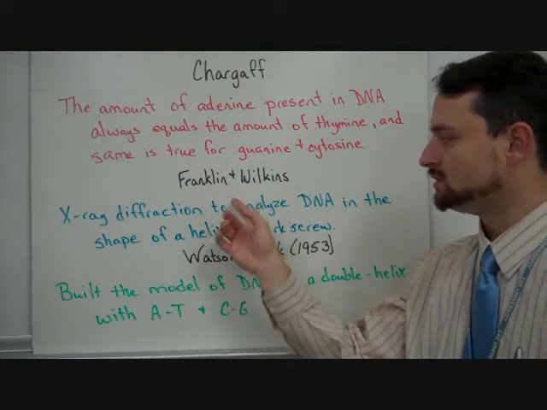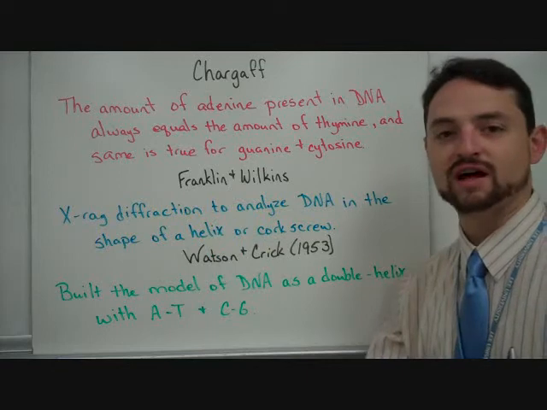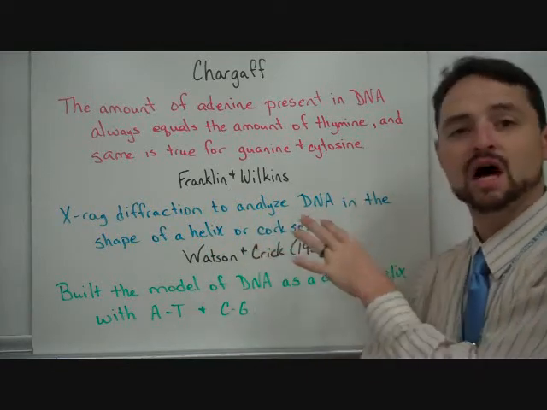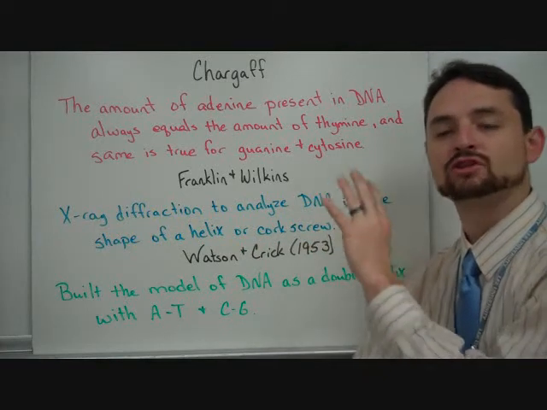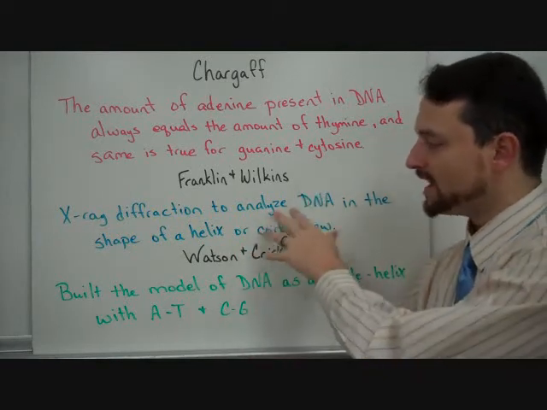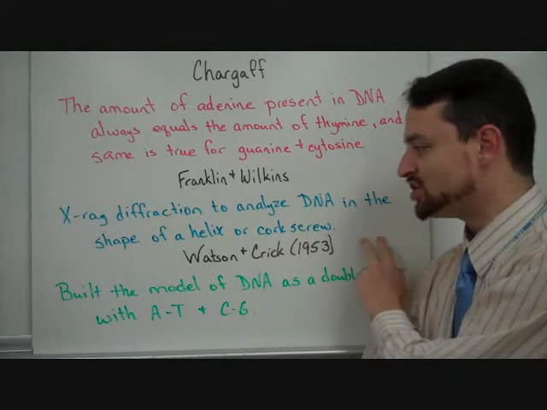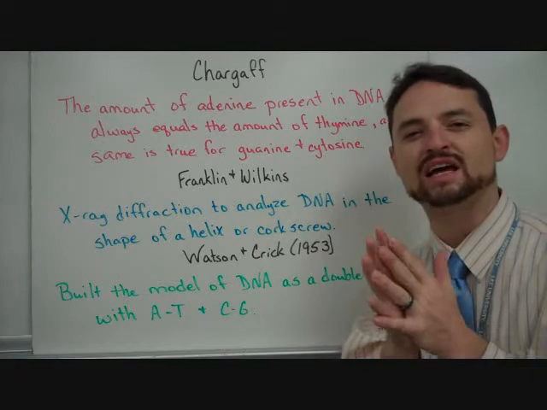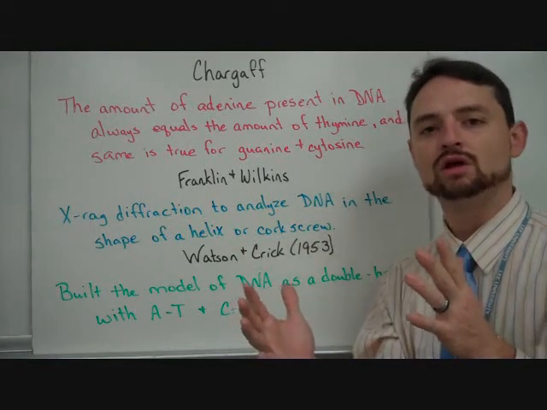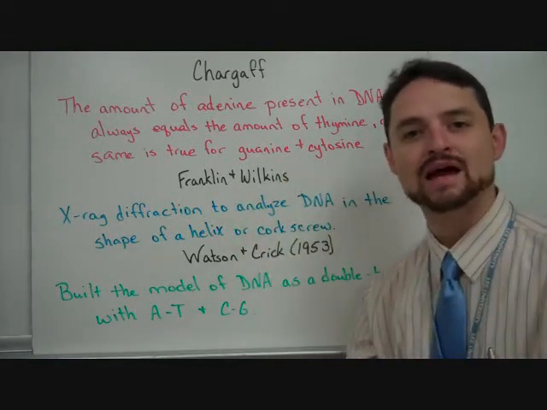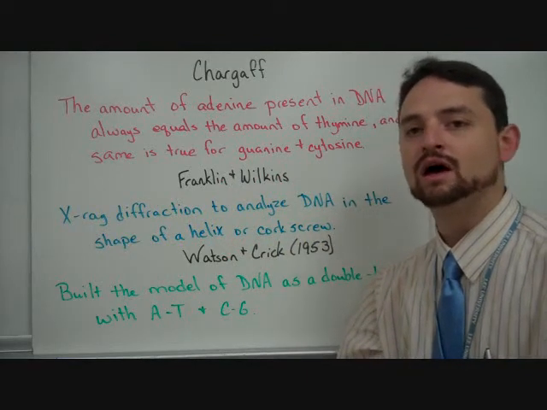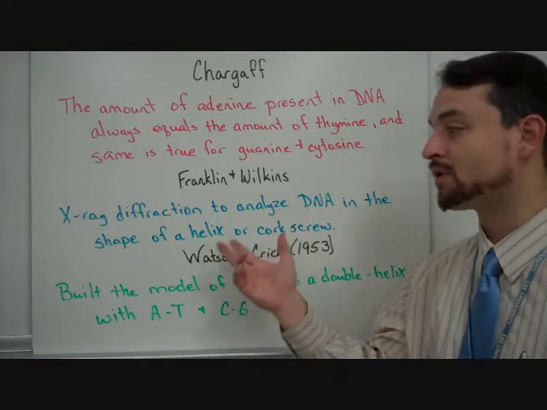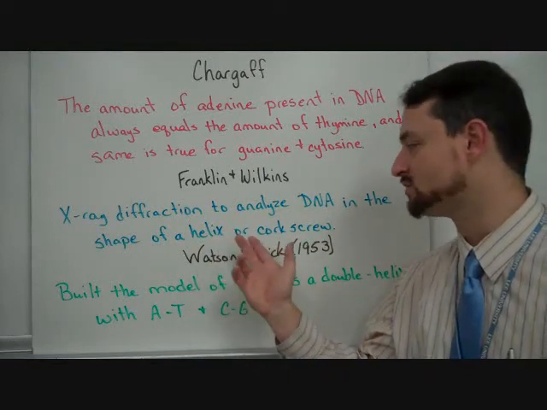Franklin and Wilkins then go on to look at X-ray diffraction. Now part of their research looked at DNA, but that was not their main research. They were actually doing some other things. But X-ray diffraction analyzed DNA in the shape of a helix or corkscrew. When they looked at this X-ray diffraction, which is kind of like an X-ray picture of molecules, it had the same kind of shape that a helix has of other things that they know are helical. So you would say, well, DNA is probably then in some kind of shape of a helix or corkscrew.